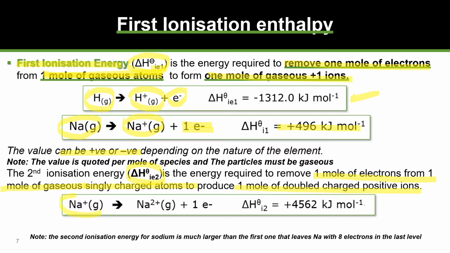So in this case we have the ion sodium plus, and it is going to release 1 electron to form the ion 2 plus gas. And you can see that the second ionization energy of sodium is much bigger than the first ionization energy of sodium, and that is because we are taking out 1 electron from an inner core in the case of the sodium.